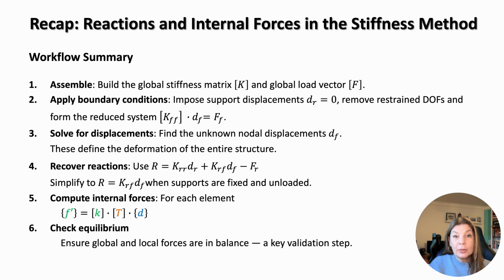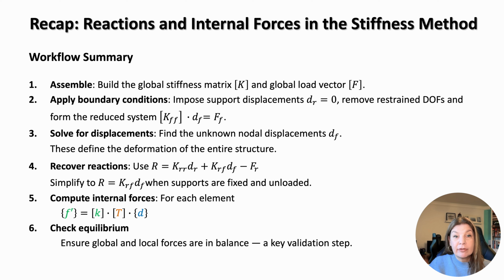First, we assemble the global stiffness matrix K and the load vector F, combining the contribution of all elements in global coordinates. We then apply the boundary conditions, set the restrained displacements dr equals 0, remove the restrained degrees of freedom, and form the reduced system. We can solve that for free displacements df, and these define how the whole structure deforms.